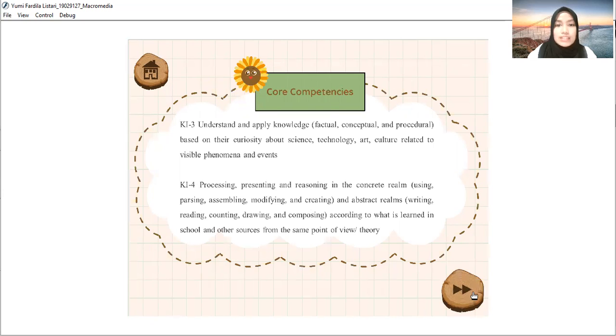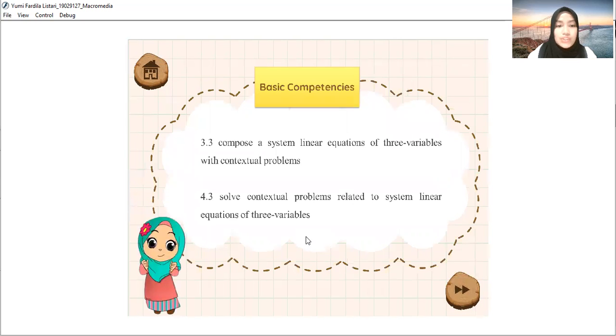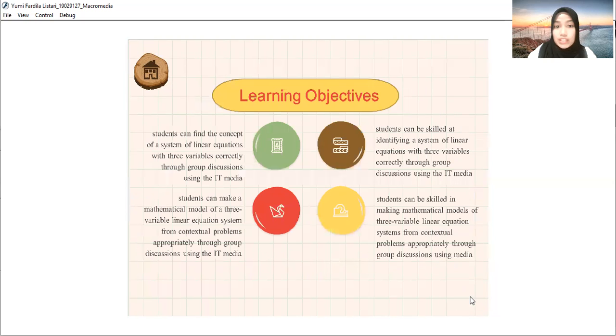Okay, next, the basic competencies. 3.3: compose a system of linear equations of three variables with contextual problems. 4.3: solve contextual problems related to a system of linear equations of three variables. Okay, the last one is learning objectives.